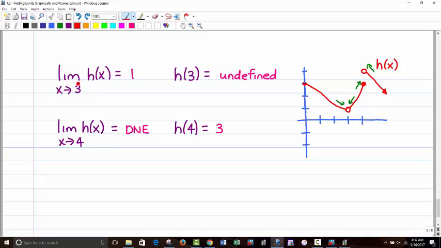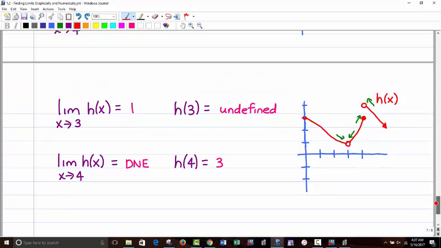Limit as x approaches 4 of h of x. They're both approaching two different values. You're coming from the left, it's approaching the dot, from the right, the hole. It disconnects, DNE, but h of 4 would be the y value 3 when x equals 4. And that's the end of this lecture.